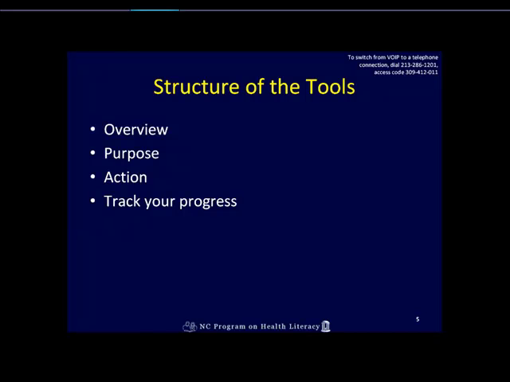And throughout the call today, we'll give you previews of what some of the tools look like, but we're mostly going to focus on the experience of the assessment and how that leads to action in your practice.